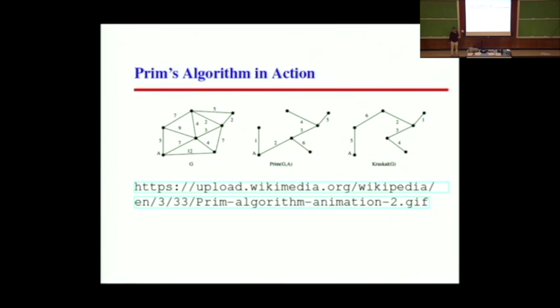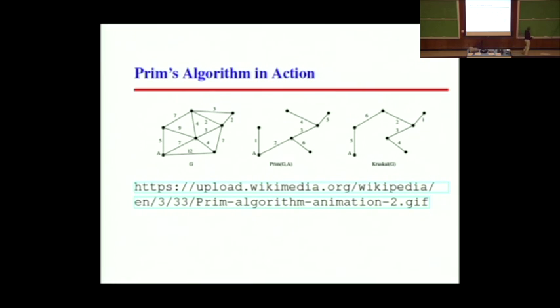Does everybody get the idea? At each point, I'm going to discover and add the next vertex that is of lowest weight, the lowest cost way for me to enlarge my tree. Any question about that? Yes? What are the weights? The weights are whatever you want in your application.